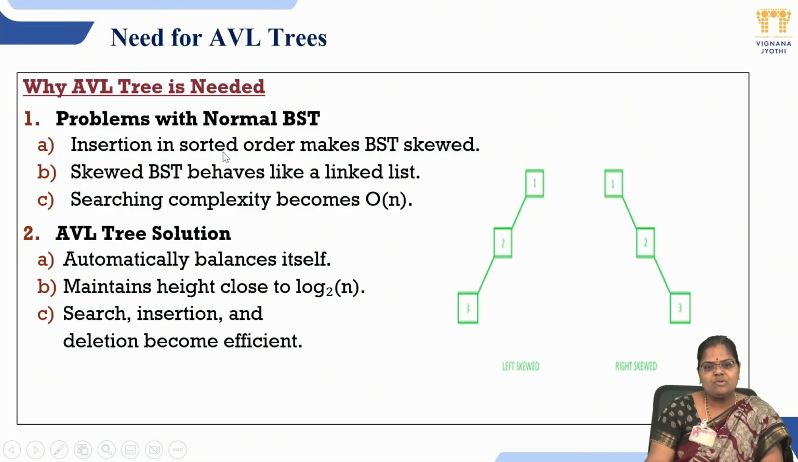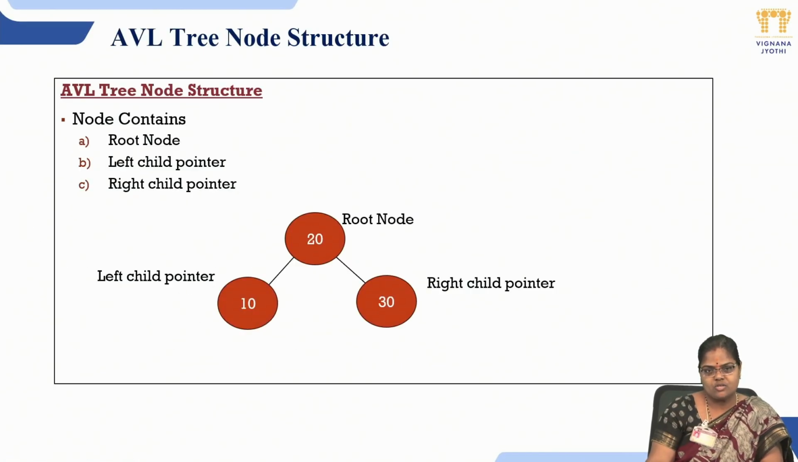So the solution for these problems of normal binary search trees is the AVL tree, which will automatically balance itself and maintain a height close to log base 2 of n. Since we are balancing it, the search, insertion, and deletion operations become very efficient. Now if we see the node structure of the AVL tree, it consists of, just like a binary search tree, a root node, a left child, and a right child. As we rightly said, the left child will possess a key value which is less than the root, and the right child will possess a key value which is greater than the root.